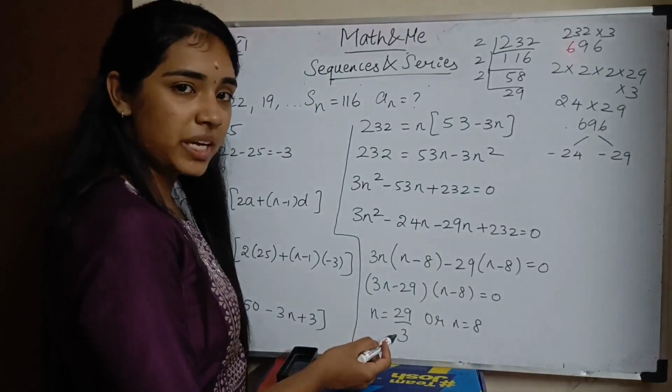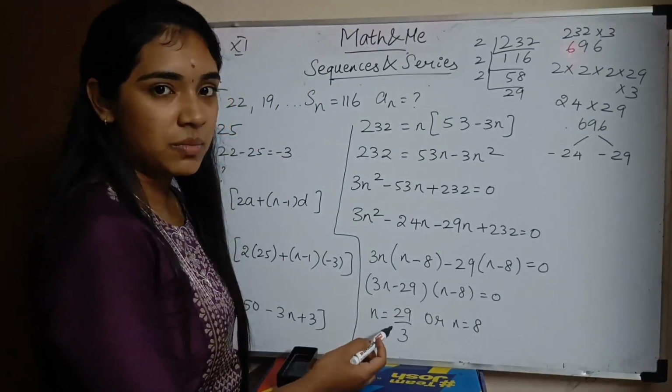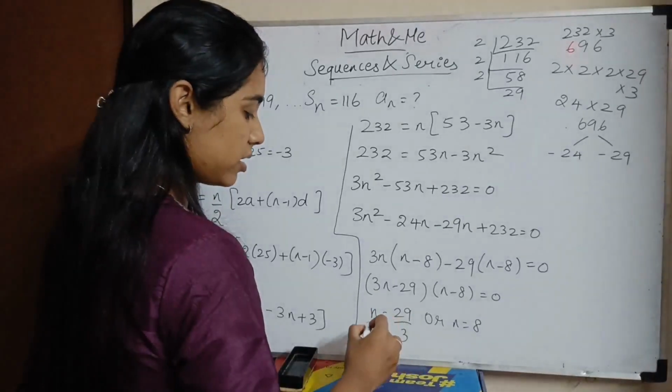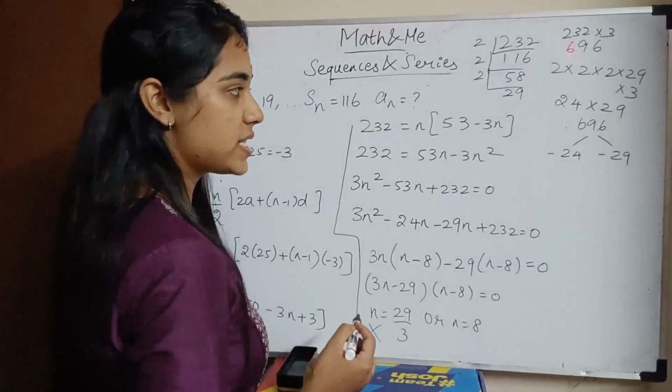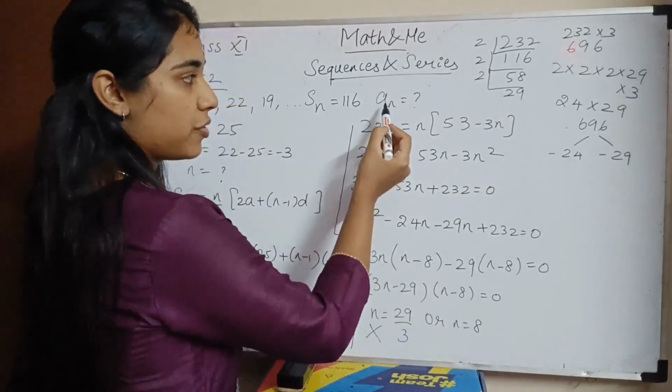But can number of terms be in fraction? Can you say you have 1.5 terms? So rejecting n equals 29 by 3, your n value is 8. So now you know what your n is. You have to find a8.